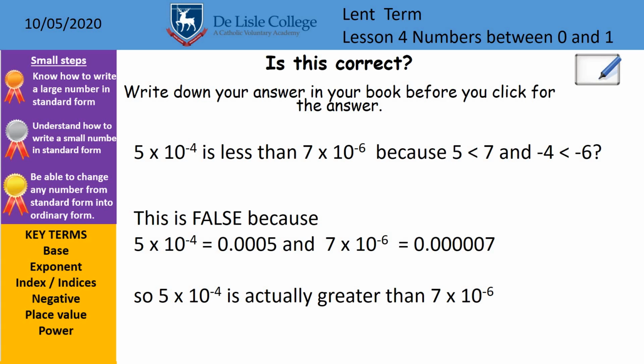This is actually false, because although 5 is less than 7, if you look at the relative size of the numbers, the first number is 0.0005 and the second is 0.00007, and so therefore 5 times 10 to the power minus 4 is actually greater than 7 times 10 to the power minus 6.